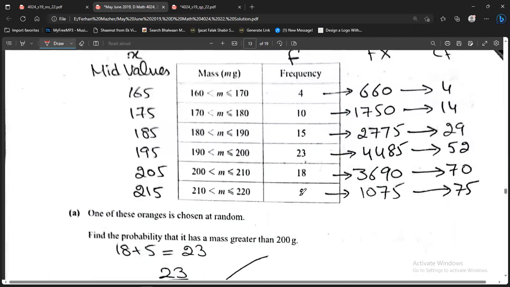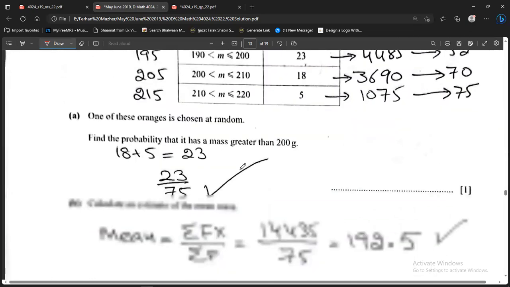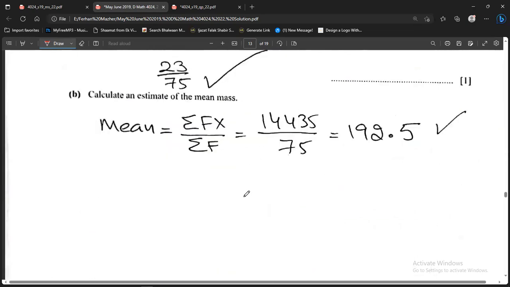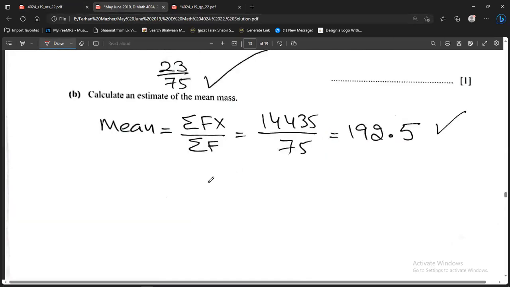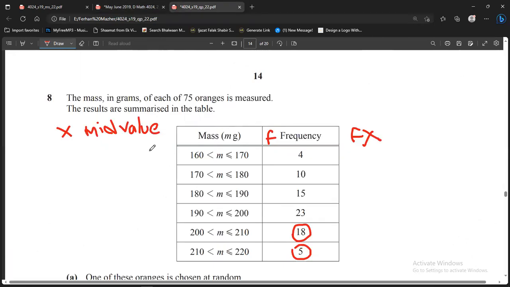You add up all the frequencies, and that will be 75. The mean is summation fx divided by the summation f. So it will be 14,435 divided by 75, and that is 192.5. The mean is 192.5. This is how this is done.